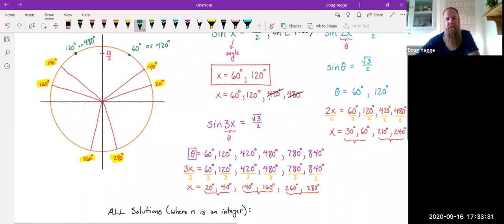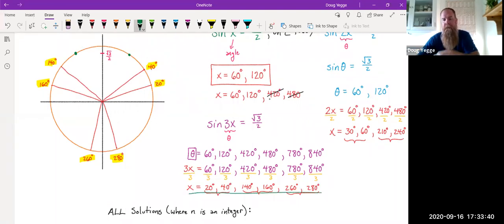To take it one step further, I'd like to focus on these points here, which you could look at on the graph, or in terms of this list right down here. We want to come up with the list of all the solutions where we use n to represent all of those particular values. The first thing to do is from 20 degrees, I know that x equals 20 degrees is going to be one of my answers. That's the starting point, or the starting angle.